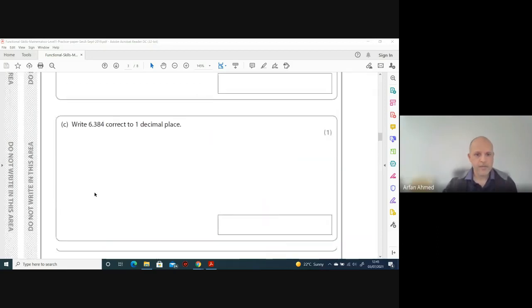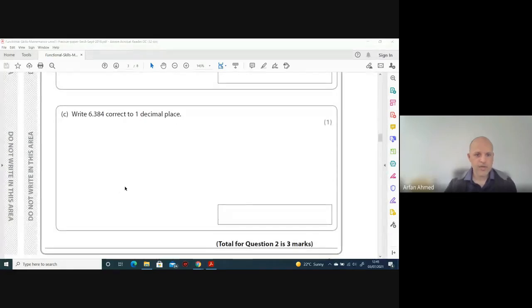Part C says write 6.384 correct to 1 decimal place. So this is to do with rounding.